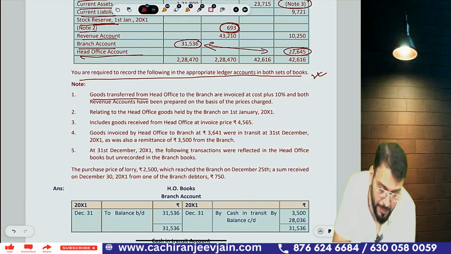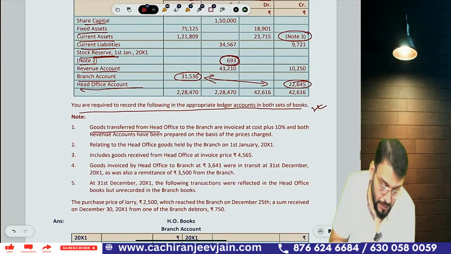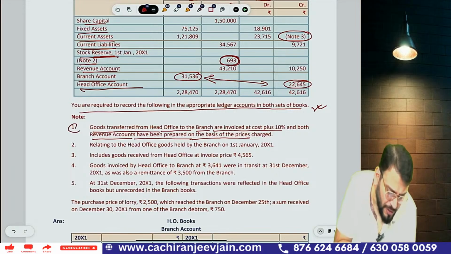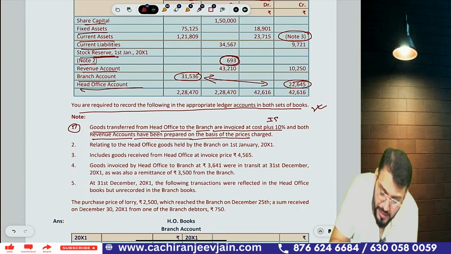Goods transferred from head office. Note number 1 they have given. Goods transferred from head office to branch are invoiced at cost plus 10%, and both revenue accounts have been prepared on the basis of price charged. For this, nothing is to be done. It is only given that goods are sent at cost plus 10%. The loading needs to be done. So invoice price is equal to 110.